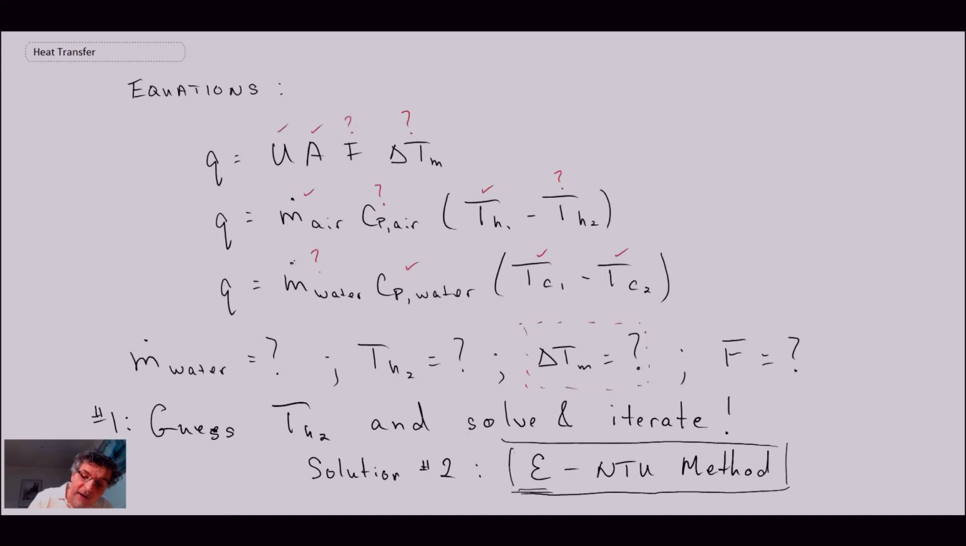We're going to look at this new method, which enables us to solve problems that look like this, where we have all of these unknowns and we cannot directly apply LMTD if we have no way of determining all of the inlet and exit temperatures of our fluid streams. So that's what we're going to be doing in the next lecture.